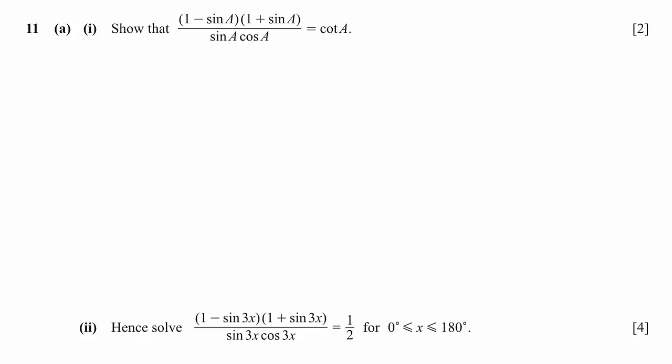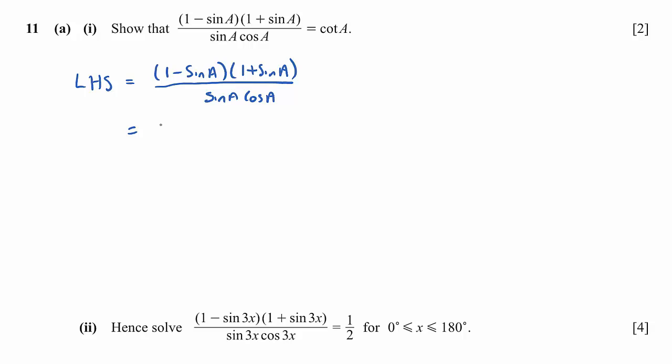So we want to show that (1 minus sine A)(1 plus sine A) over sine A cos A is cot A. I think it's fairly clear here that the sensible thing is to start with the left-hand side. There's plenty we can do with the left-hand side. So we've got (1 minus sine A)(1 plus sine A) over sine A cos A. And I think expanding out is a good thing to do.